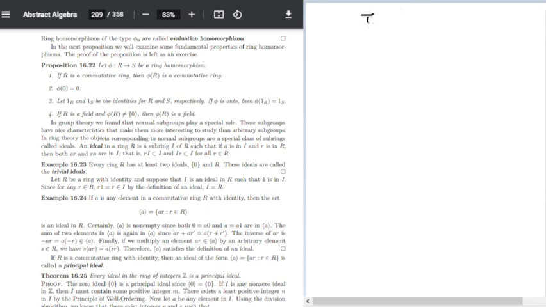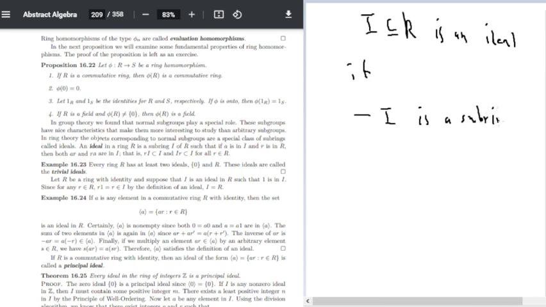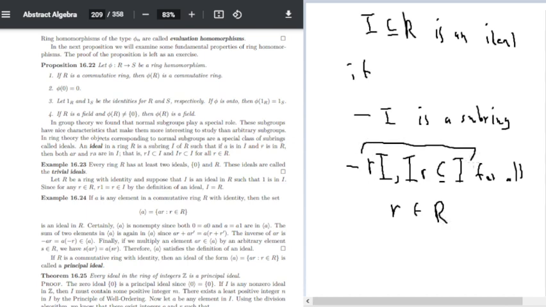So, I as a subset of R is an ideal if first it is a subring, and second, rI and Ir are subsets of I for all r in R. What this means is that if we multiply any element in I by any element in the ring, we get another element in I.